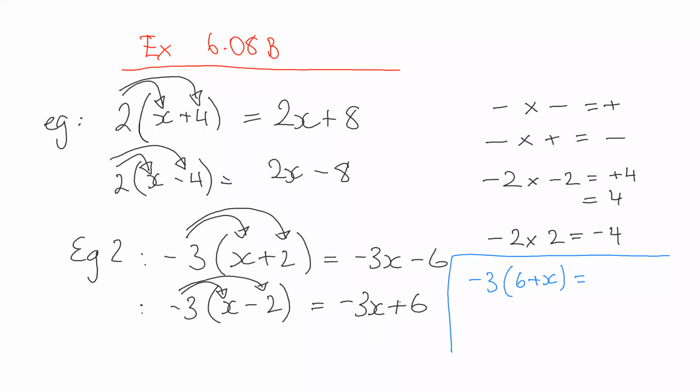So I've got another example here. We have negative 3, and then we've got bracket 6 plus x. We apply the same rule. We still multiply the number that's outside the bracket with the numbers that's inside the bracket. So negative 3 times 6 is going to be negative 18. And then we've got negative 3 times x, negative 3x. So that's going to be your answer.